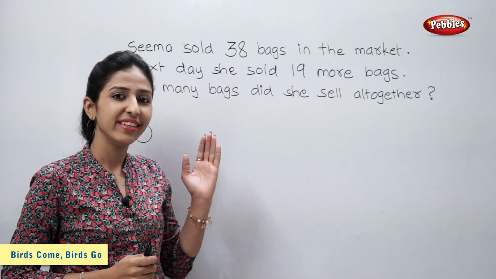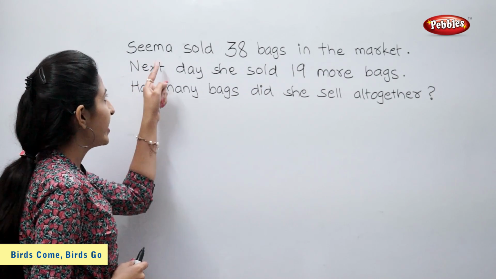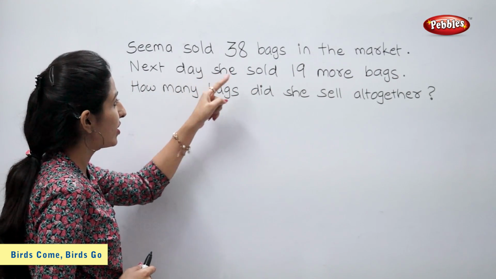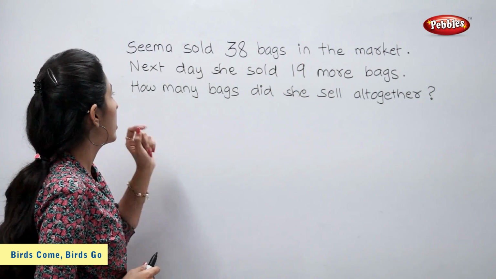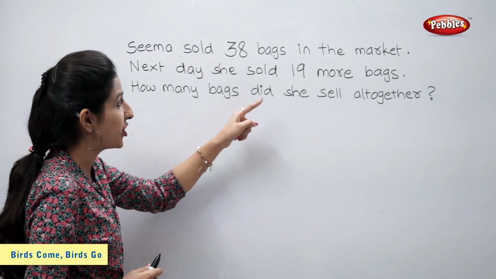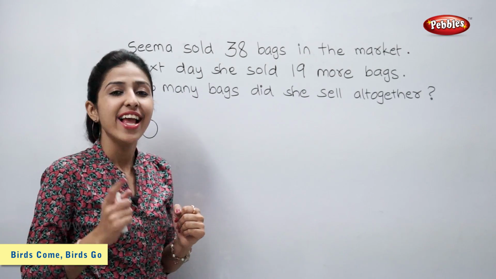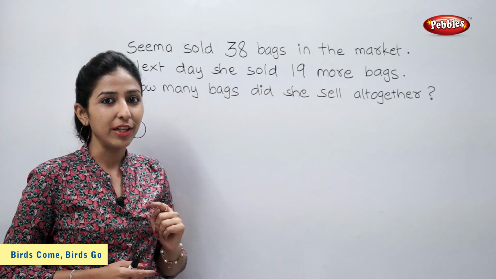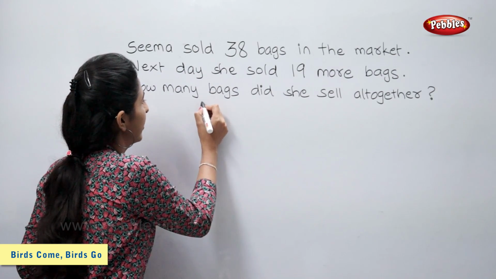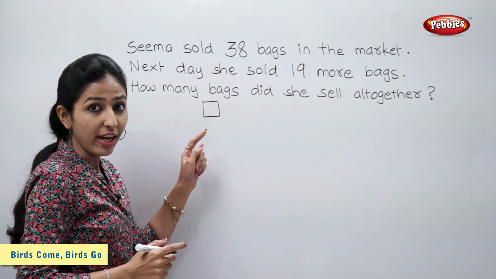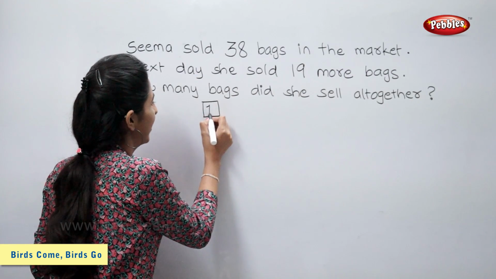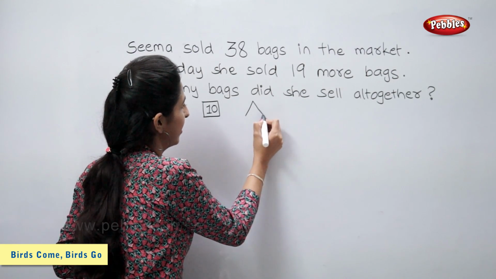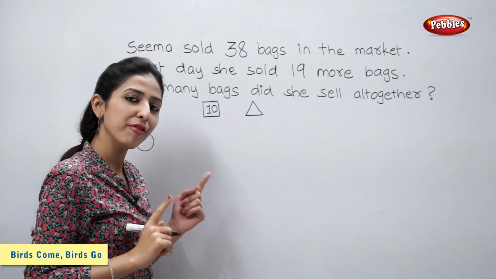Students, now let's solve this example. Seema sold 38 bags in the market. Next day, she sold 19 more bags. So, how many bags did she sell altogether? Let's solve this example using the tens and ones method. We will use a square for tens and a triangle for ones.